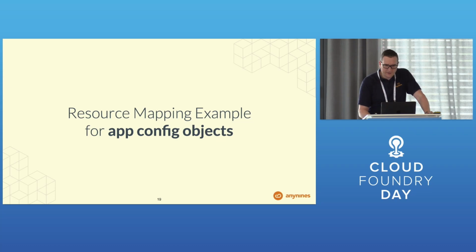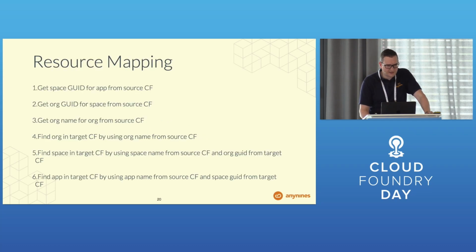So there's an example for application config objects. Here you get the space GUID from the app in the source Cloud Foundry, get the org name from the source Cloud Foundry, and then you find the org in the target Cloud Foundry by using the org name. That's possible because org names are unique within the Cloud Foundry, if I remember correctly. And then you find the space in the target Cloud Foundry by using the space name from the source Cloud Foundry and the org GUID from the target.